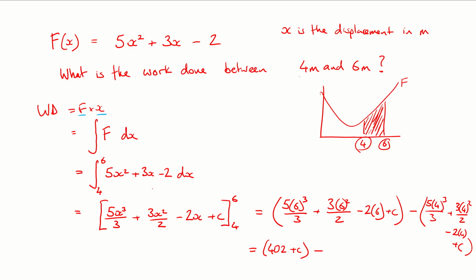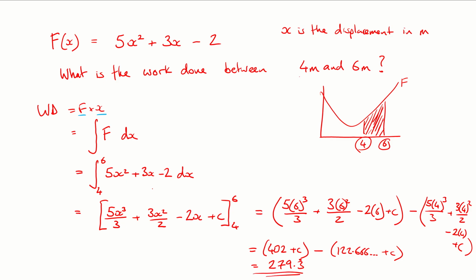The second bracket, 5 times 4 cubed divided by 3 plus 3 times 4 squared divided by 2, take away 4 times 2 plus c, 122.666 recurring, plus c. Okay, those c's are going to cancel out. We just need to take the numbers away from each other, and I'm going to get 279.3 recurring as my area.